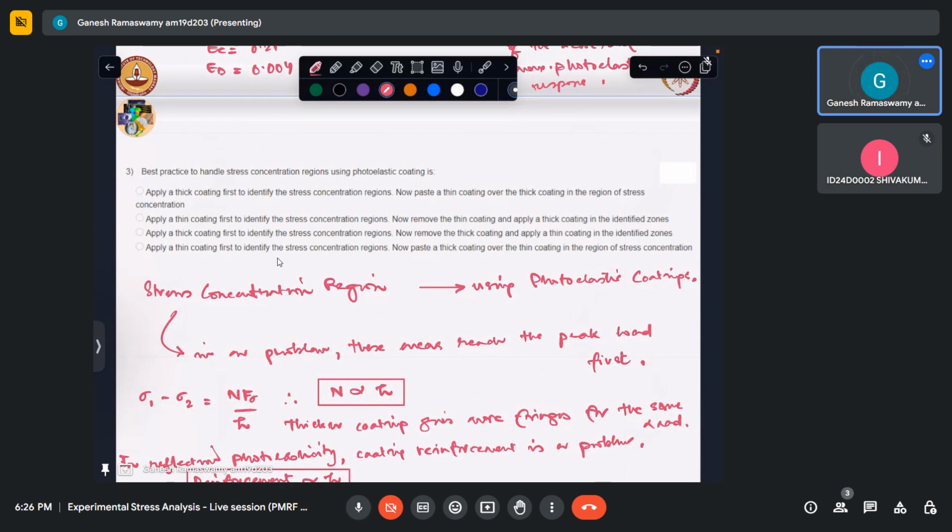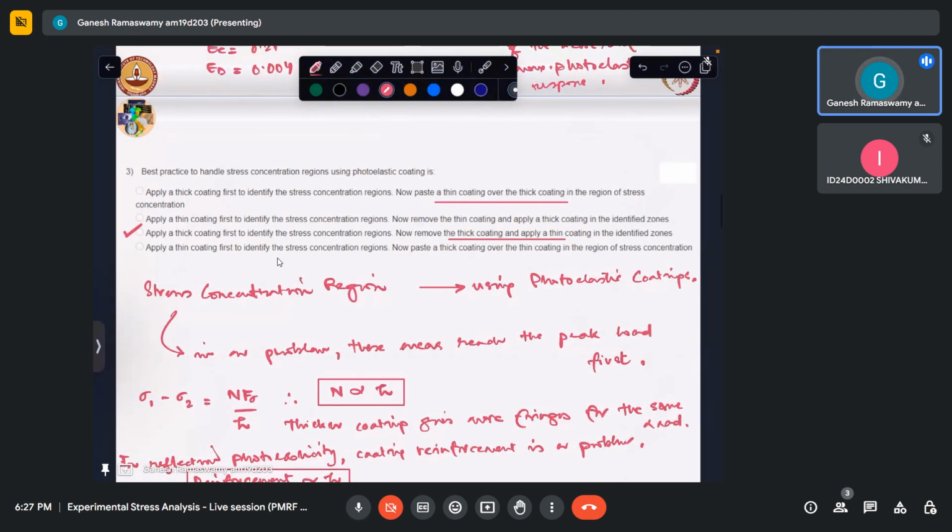It says apply a thick coating first to identify the stress concentration, then paste a thin coating over the thick coating in order to analyze the region of interest. That is one. Apply a thin coating first to identify the stress concentration regions, remove the thin coating and apply thick. And then apply thick first, remove the thick and apply the thin. So this is the actual answer. Apply thin and then you put thin over the thick.